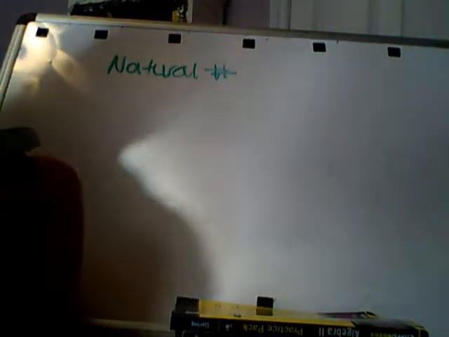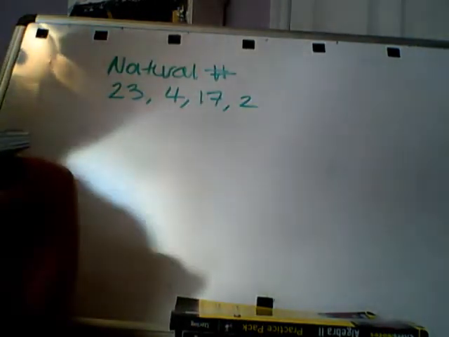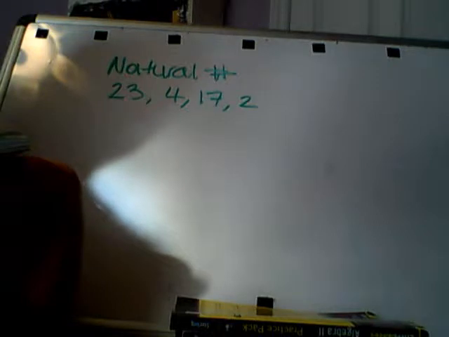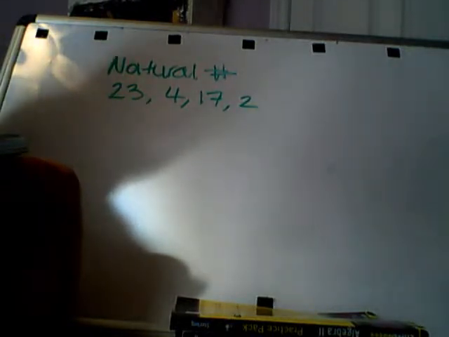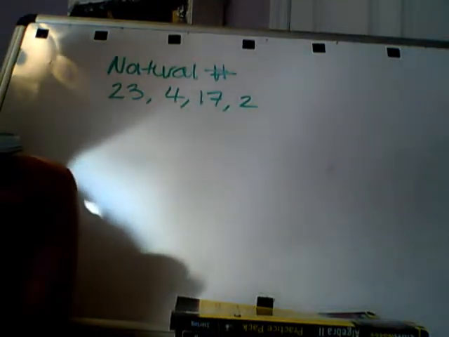What is a natural number? Well, let me give you an example: 23, 4, 17, 2, those are all natural numbers, which means they are the simplest of numbers because they're numbers you'd count for actual things, like candies in a jar or how many stuffed animals you have, so they're natural, okay?